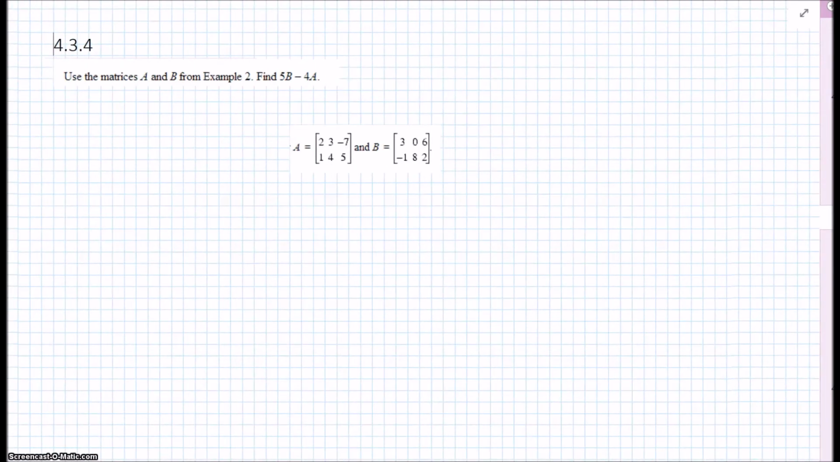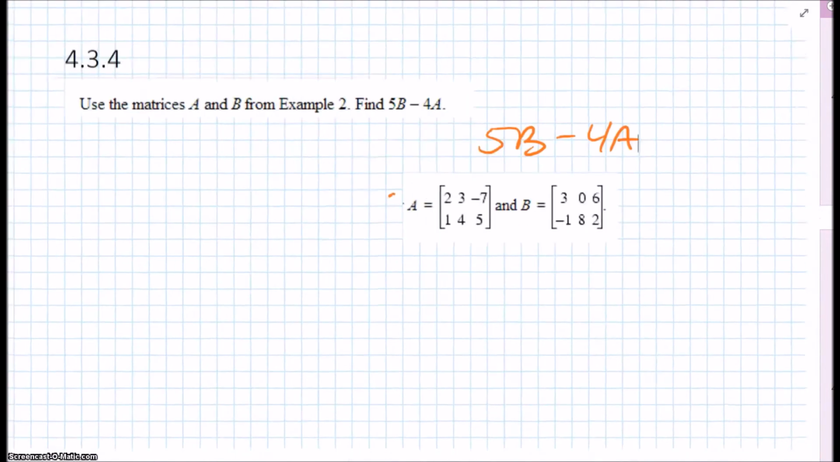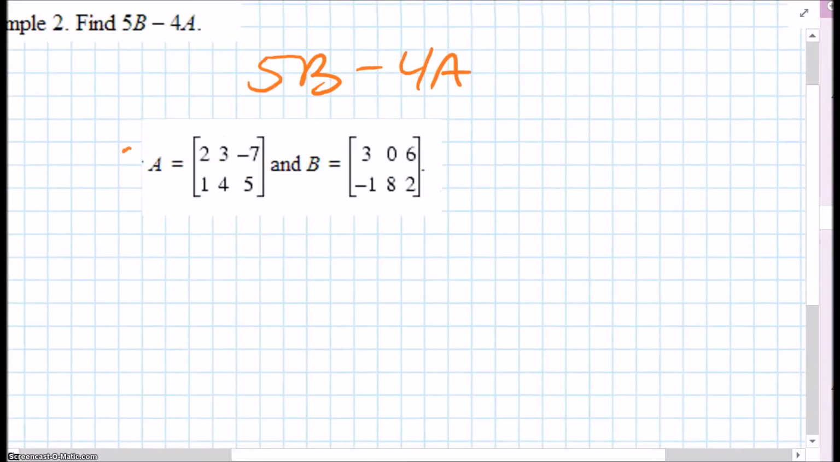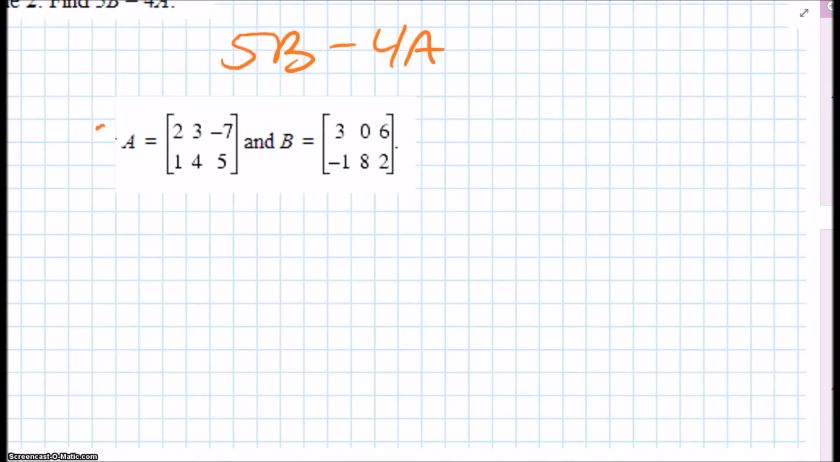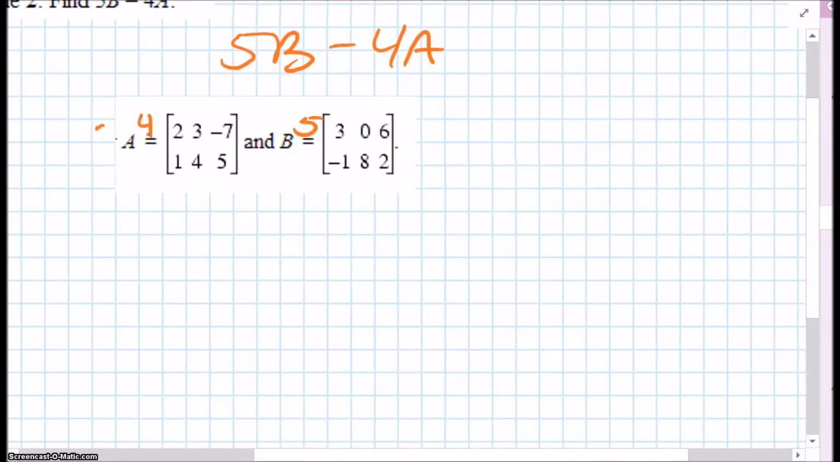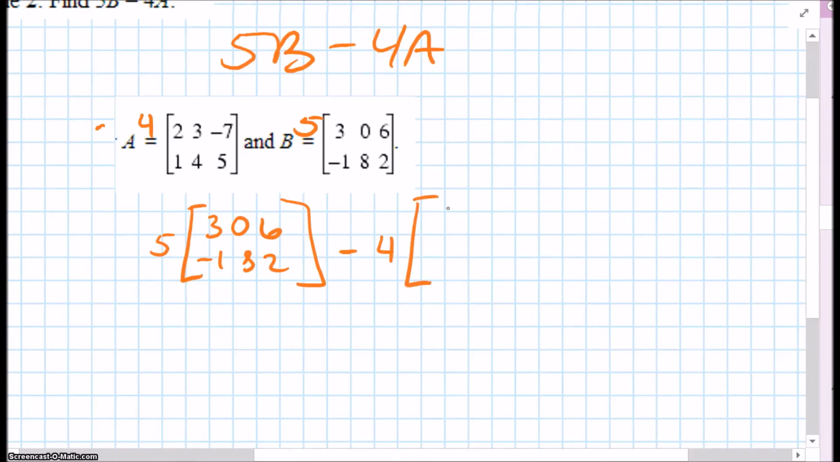Use matrix A and B to find 5B minus 4A. So let's zoom in, make it a little easier for us to read. There's a 5 in front of this B, and there's a 4 in front of the A. So 5B, 3, 0, 6, -1, 8, 2, minus 4 times 2, 3, -7, 1, 4, 5.